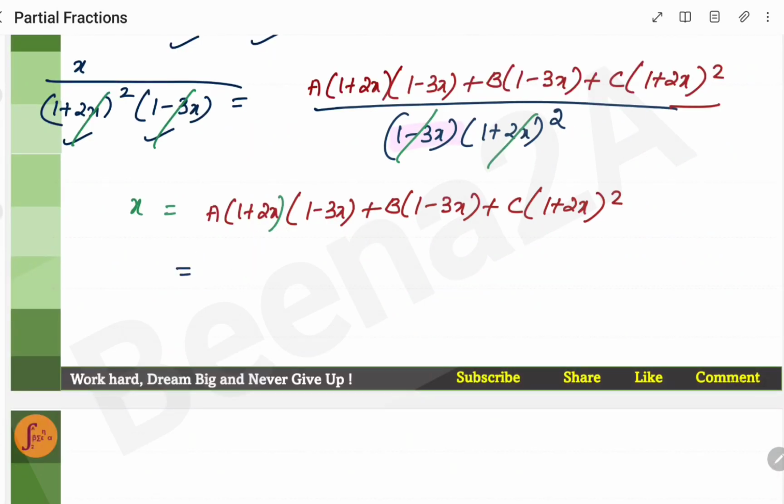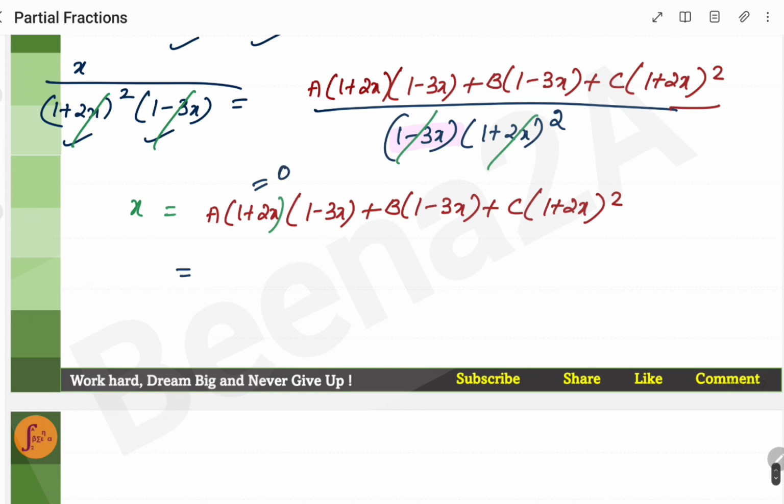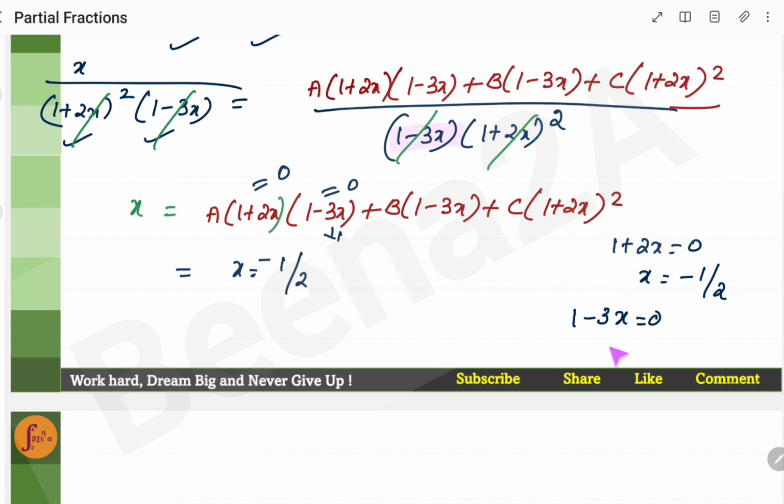So I have to equate this to 0. So 1 plus 2x is equal to 0. So x is equal to minus 1 by 2. And another value of x: 1 minus 3x is equal to 0. I'm equating this equal to 0. X will be minus 1 by minus 3, which is 1 by 3. So I have two values of x. Again, I'll find the value of a, b and c.